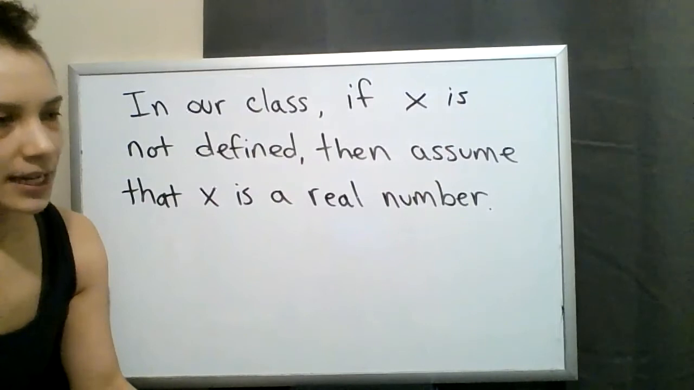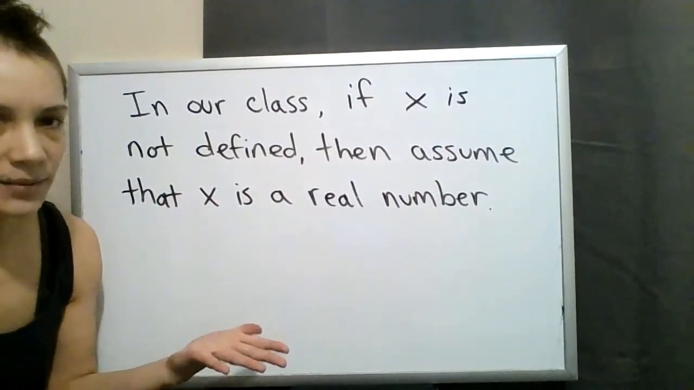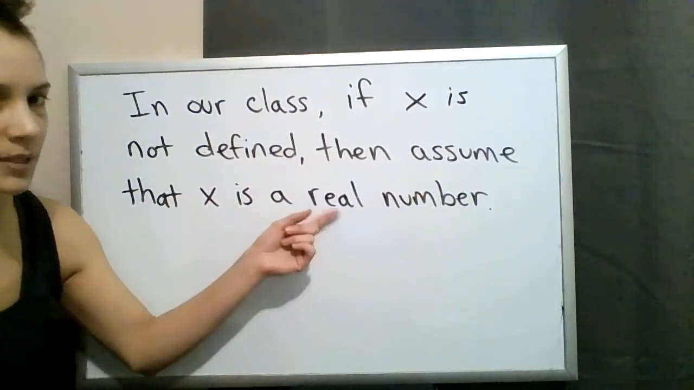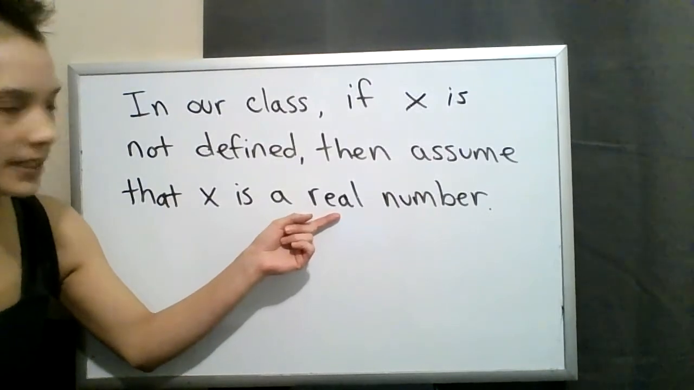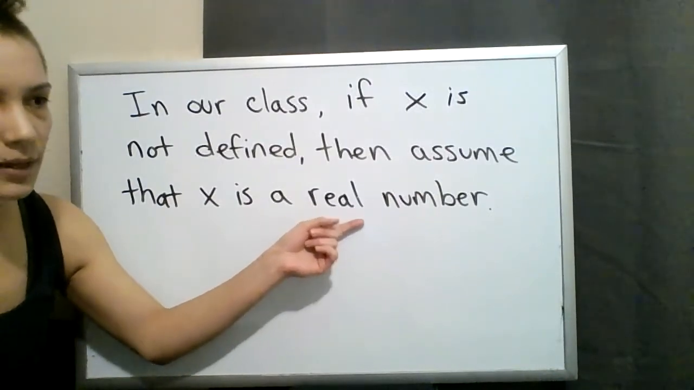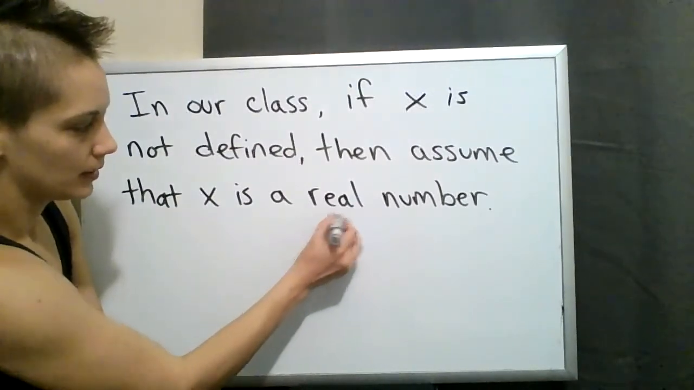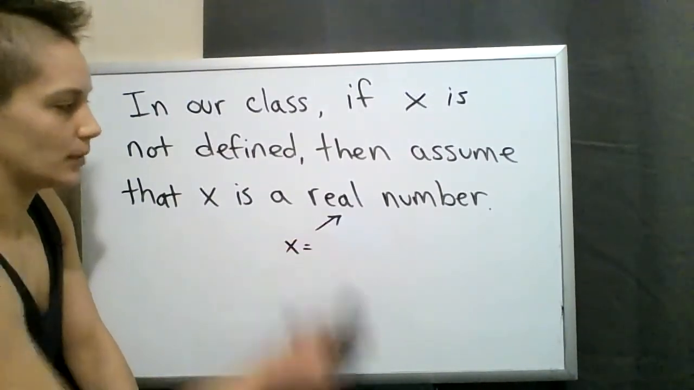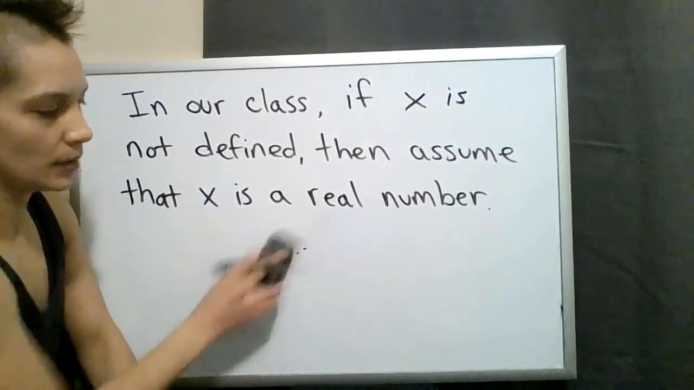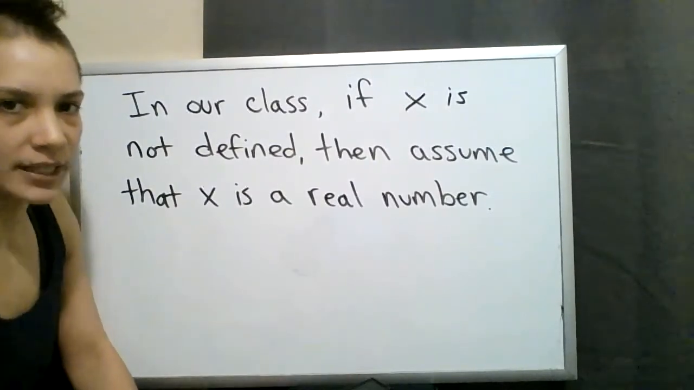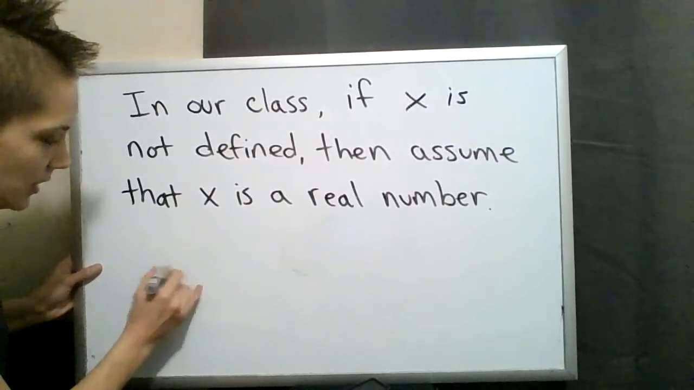So x could be countable numbers, 1, 2, 3, 4, 5. x could be a fraction, like real numbers include fractions, decimals, repeated decimals. I don't want to get too into it, but it could be something like 1.6 with a bar over it. Any number on the number line.